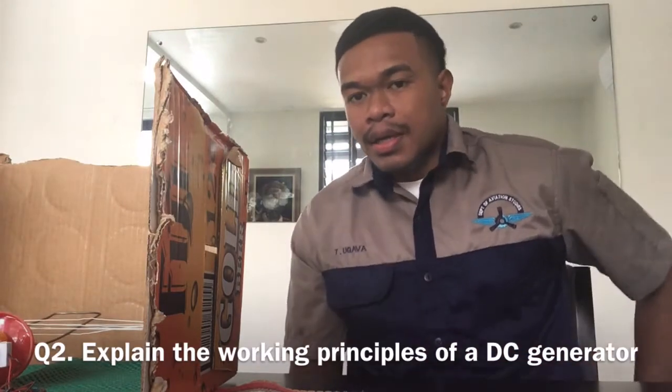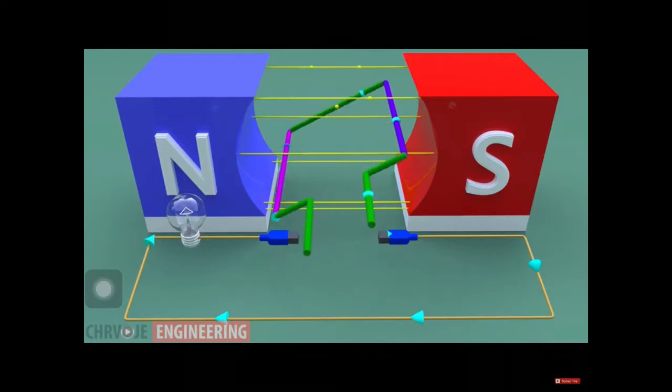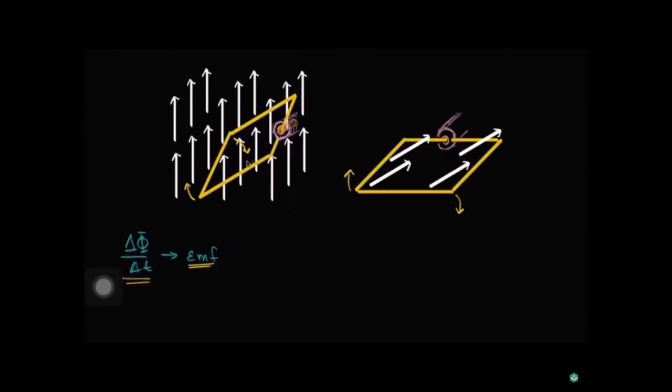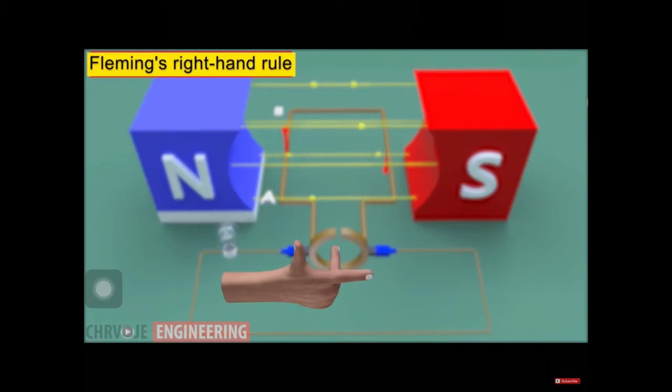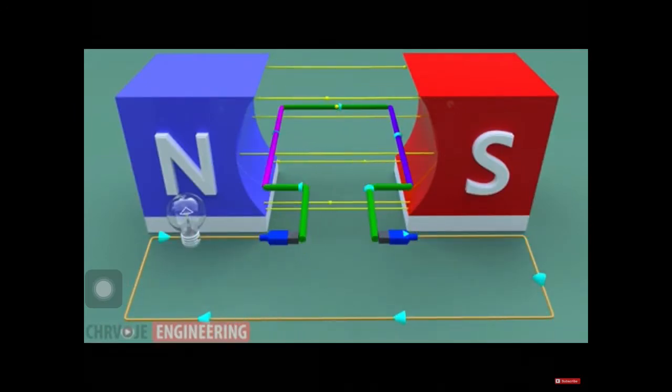Question number 2. Explain the working principle of a DC generator. So if we take a look at the diagram again, a DC generator operates on the principle of Faraday's laws of electromagnetic induction. According to Faraday's laws, whenever a conductor is placed in a fluctuating magnetic field, or when a conductor is moved in a magnetic field, an EMF is induced in the conductor. If the conductor is guided with a closed path, the current will get induced. The direction of the induced current, given by Fleming's right-hand rule, changes as the direction of movement of the conductor changes.